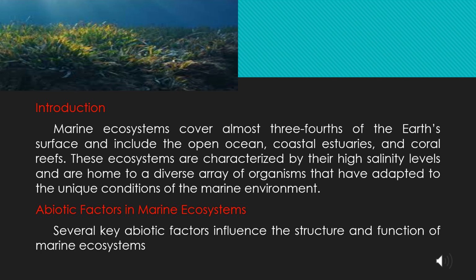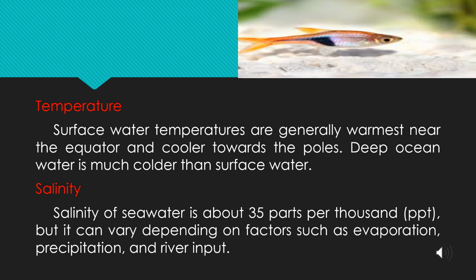And then abiotic factors in marine ecosystem. Several key abiotic factors shape the structure and function of marine ecosystems. And then temperature. Surface water temperatures are generally warmest near the equator and colder towards the poles. Deep ocean water is much colder than the surface water. And then salinity of seawater is about 35 parts per thousand, but it can vary depending on factors such as evaporation, precipitation and river input.